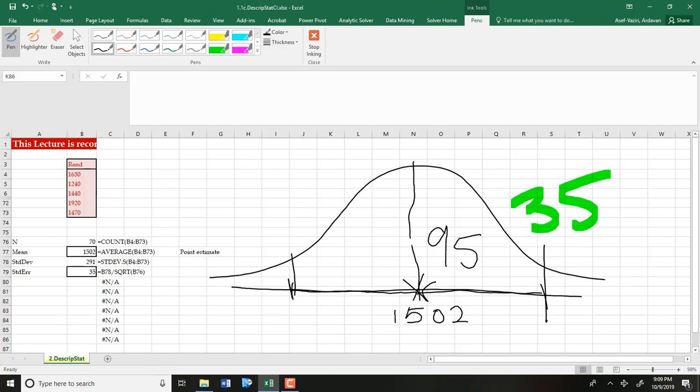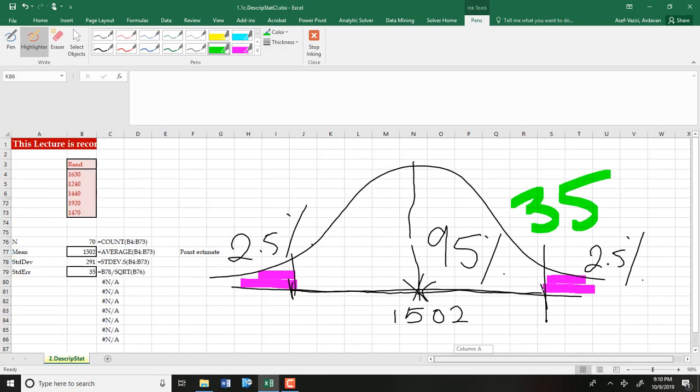this area is 95%. If that area is 95%, then the piece which is not inside of that area, including this area and this area, is 1 minus 95%, which is 5%. But that 5% is divided in 2 sides, so I have 2.5% on the right-hand side and 2.5% on the left-hand side. And I am looking for this point. I need to find that point.